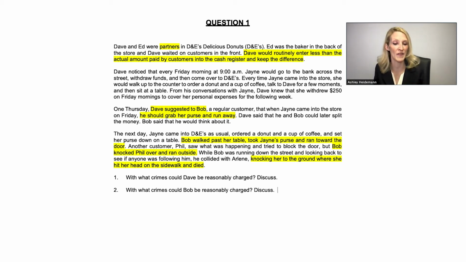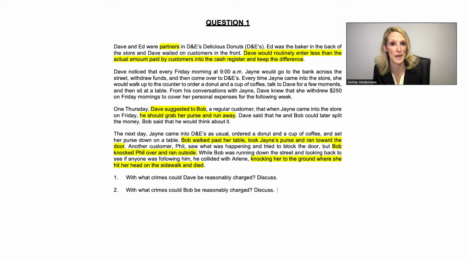But one thing that a lot of applicants forget on a question just like this one is to look at the bigger picture, because here we have Dave suggesting to Bob that he commit robbery, and then Bob actually doing it. At a minimum, this raises an accomplice liability question, okay? So you want to talk about accomplice liability, and then you also want to talk about how that means that Dave is also going to be liable for all of the crimes that Bob committed, when they were committing this crime that they essentially collaborated on together.